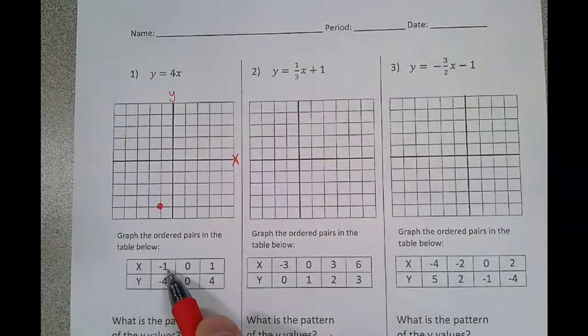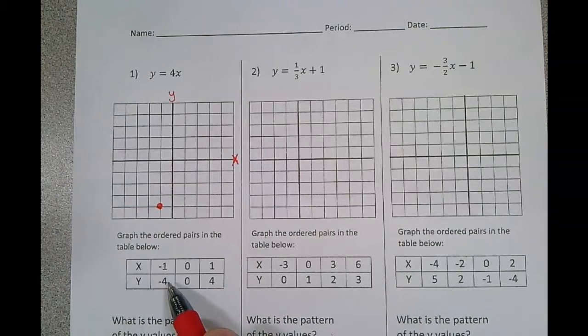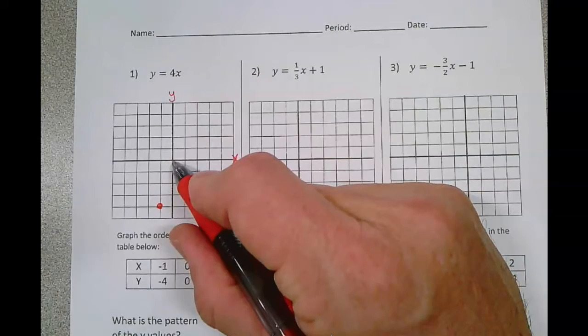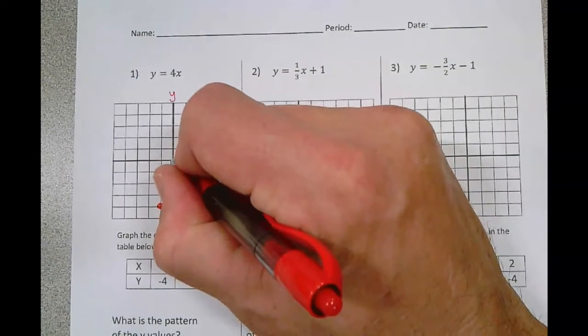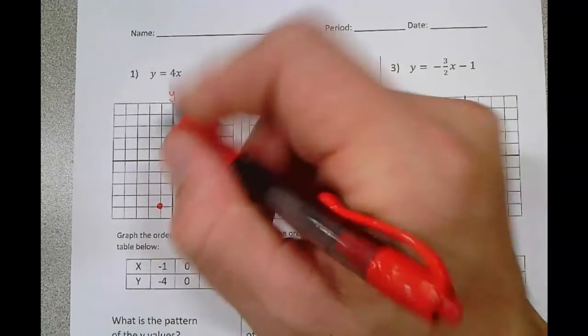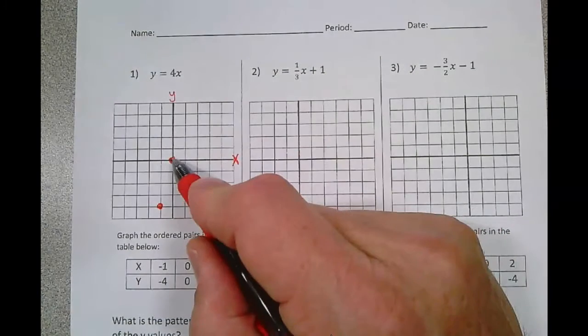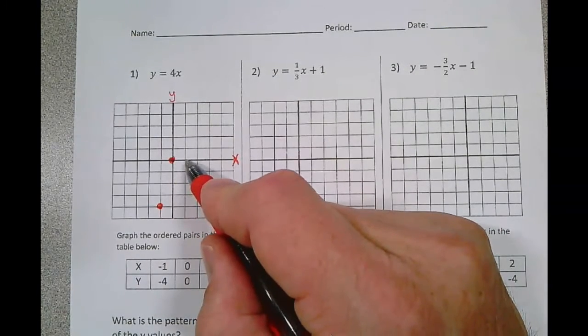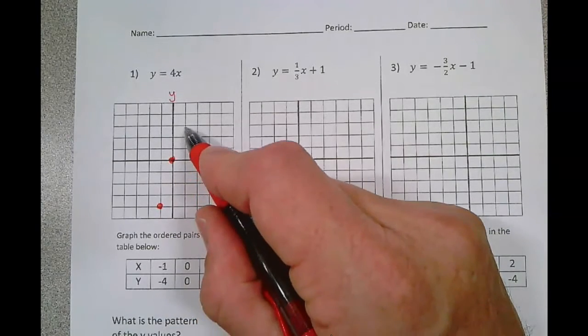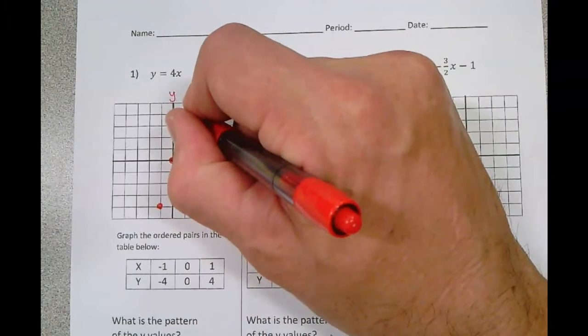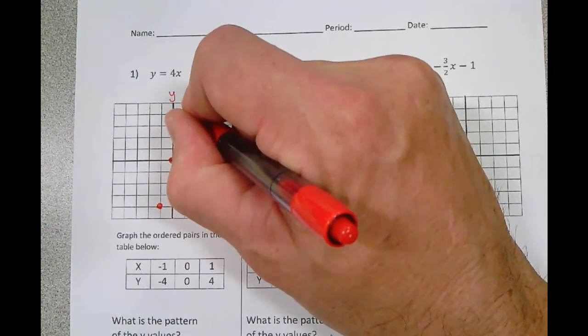And I get this dot right here. That's -1, -4. The next dot is at 0, 0. That's the origin, right in the middle. 0, 0 means we don't go anywhere. Here's my next dot. And then finally we're going to graph 1, 4. +1 goes this way, 4 up: 1, 2, 3, 4. And this is just graphing ordered pairs, something you've done for years.